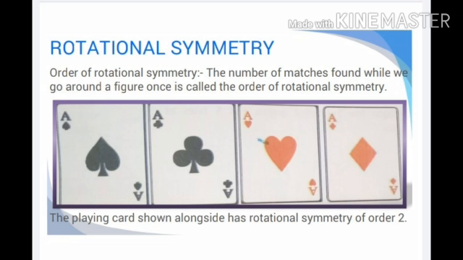Order of rotational symmetry: the number of matches found while we go around a figure once is called the order of rotational symmetry. Now here is the image of cards. If you rotate the card, it will come back in its same position. So the playing card shown alongside has rotational symmetry of order 2.